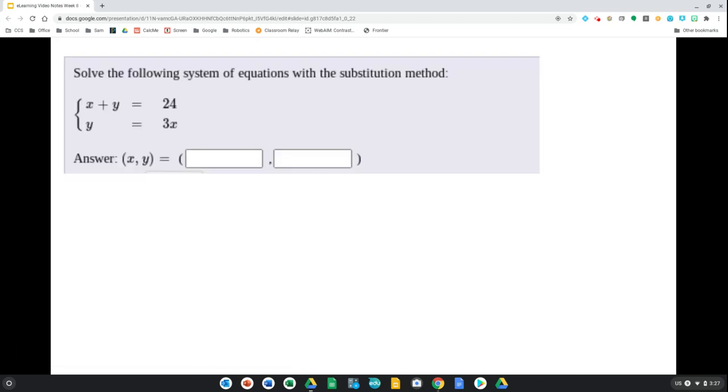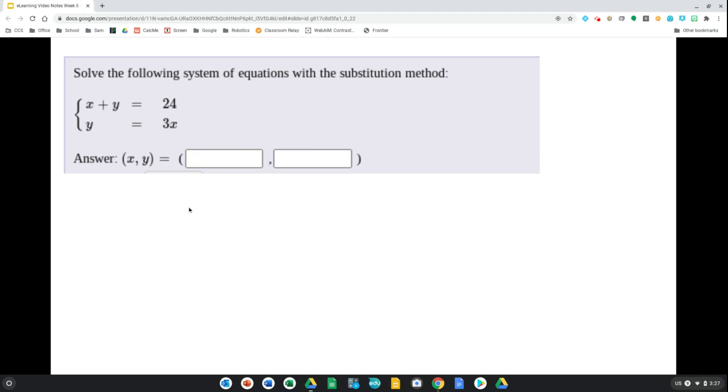The second technique we looked at was this idea of substitution. With substitution, we want one of our equations to say either x equals or y equals. So in this case, which equation are we going to start with? Which one says x equals or y equals? Does the first equation say it, or does the second? It's the second equation that says y equals.